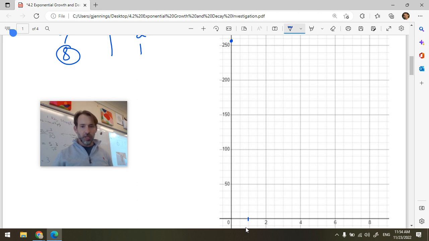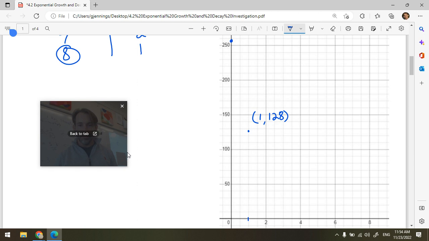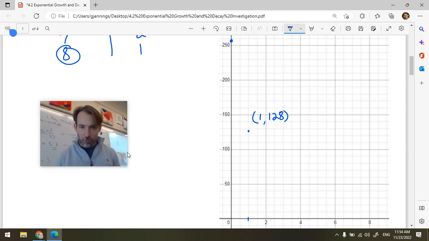After 1 match has been played, we have 128. So if I count here, that's 110, 120, 130. So 128 is just below 130. That's about right there. You can label some of these points too. That's 1 match has been played, 128 players remaining. And then keep going. 2 matches have been played, we have 64. So 64 is about right there.